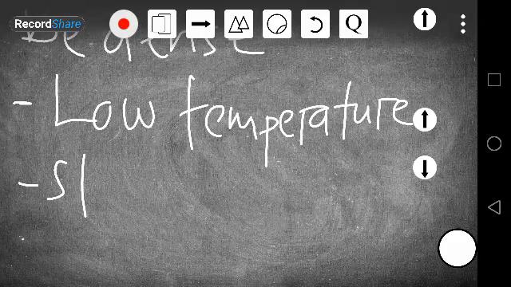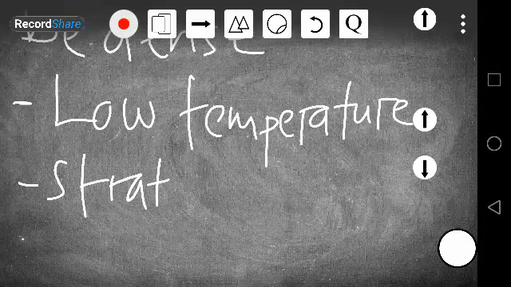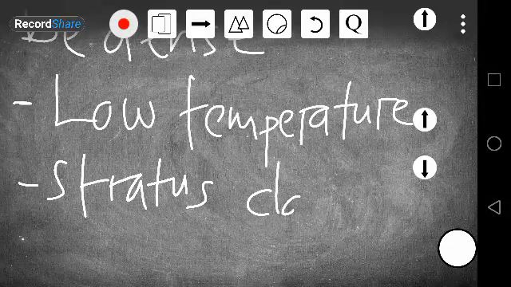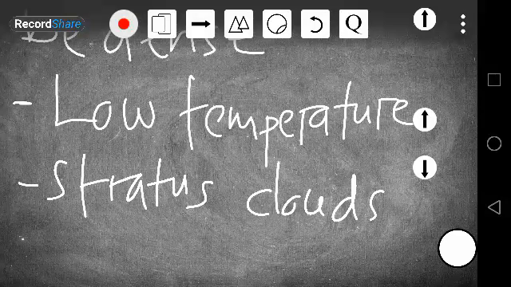And stratus clouds. I'm sure you know that stratus clouds do not bring rain. They don't bring much rain if ever they are to. Okay? So basically, this is what I wanted you to know as far as anticyclones are concerned.